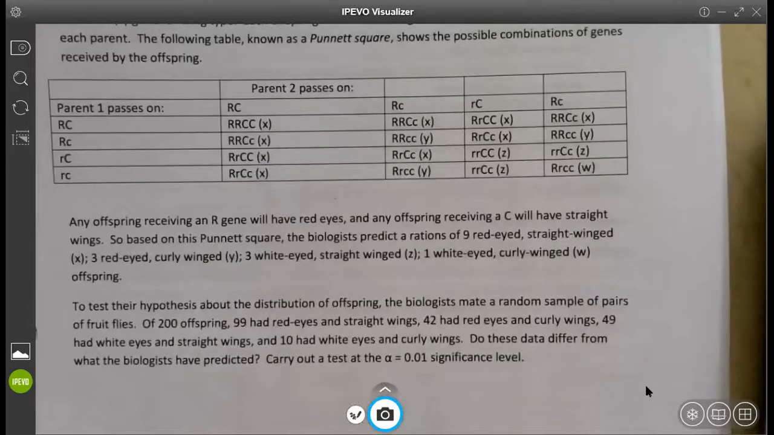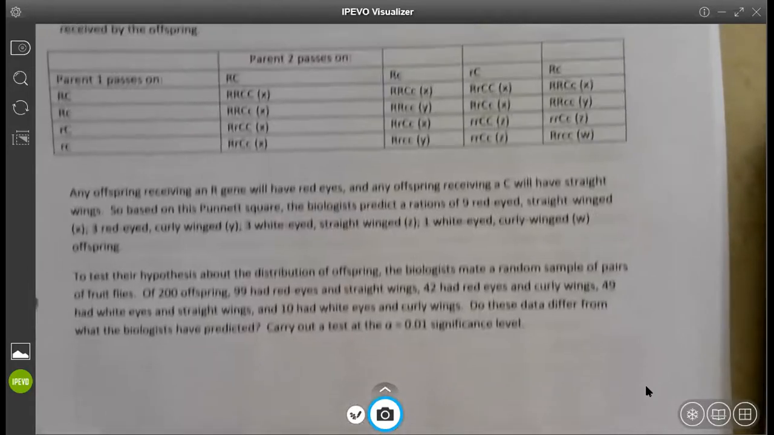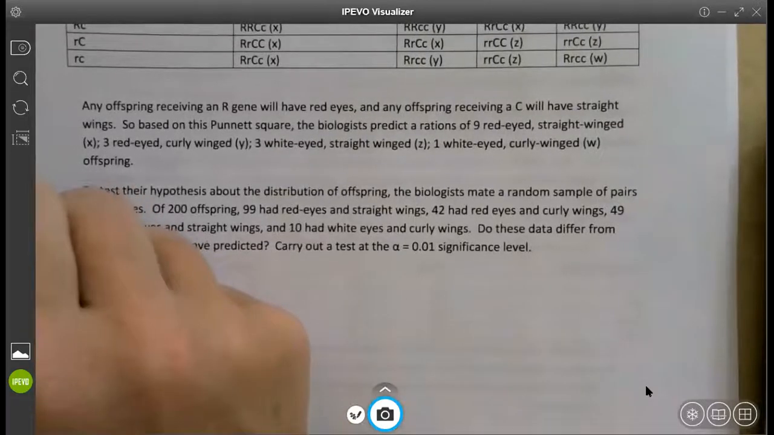To test their hypothesis about the distribution of offspring, the biologists mate a random sample of pairs of fruit flies. Of 200 offspring, 99 had red eyes and straight wings, and so on. Do these data differ from what the biologists had predicted? Carry out the test at the alpha equals 0.01 significance level. So we're going to do our state, plan, do, conclude.